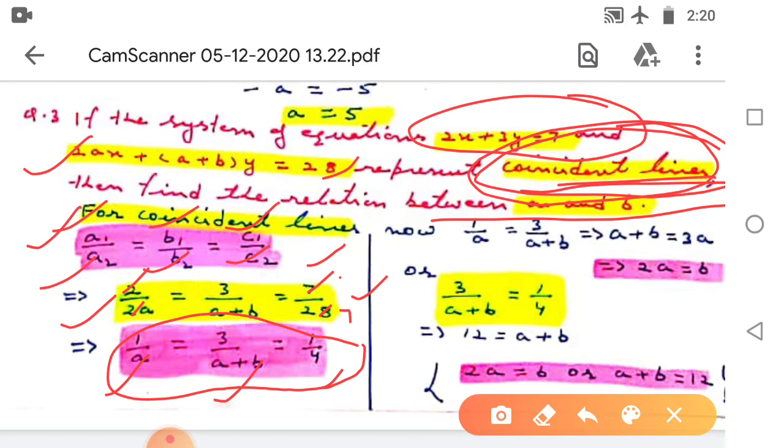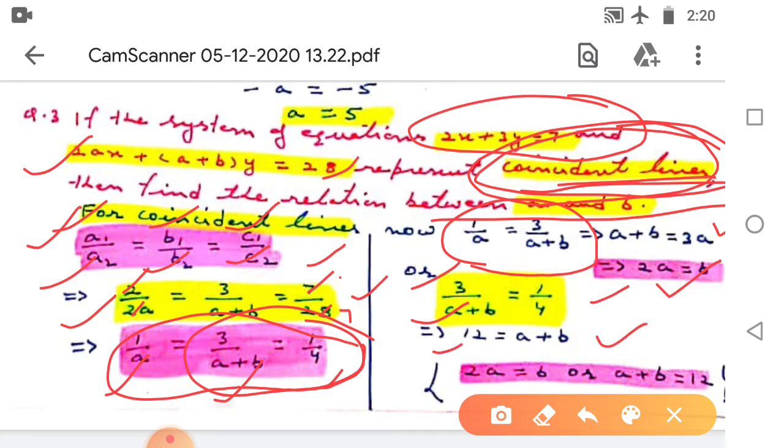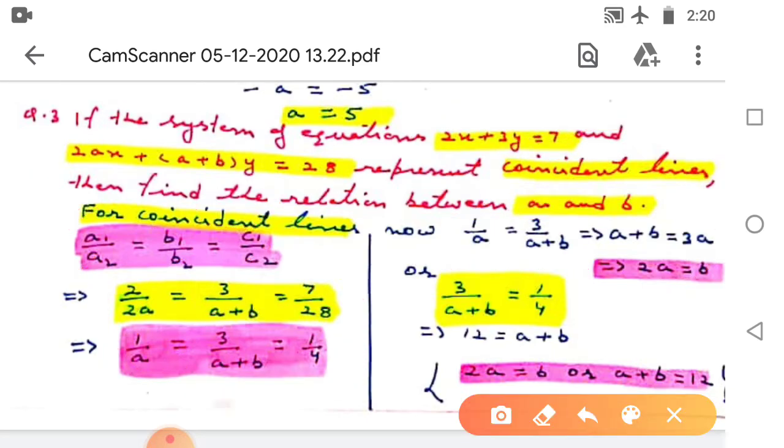Now taking the first two equalities, that is 1 upon a is equal to 3 upon a plus b. So 3a is equal to a plus b, and finally 2a is equal to b. Now these two, 3 upon a plus b is equal to 1 upon 4. So cross multiply, that is a plus b is equal to 12, and we have two relations. One is 2a is equal to b, or a plus b is equal to 12, right?